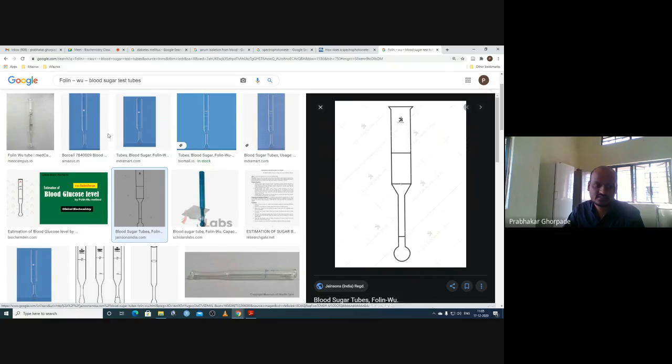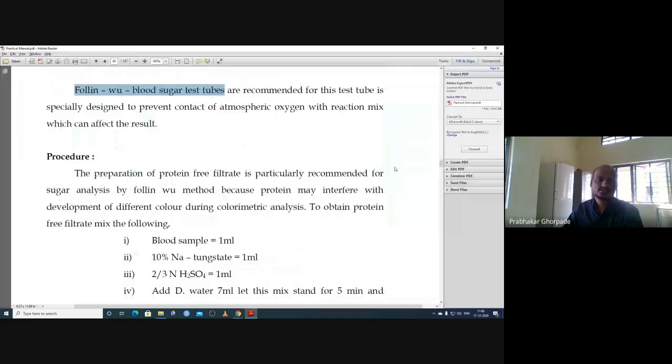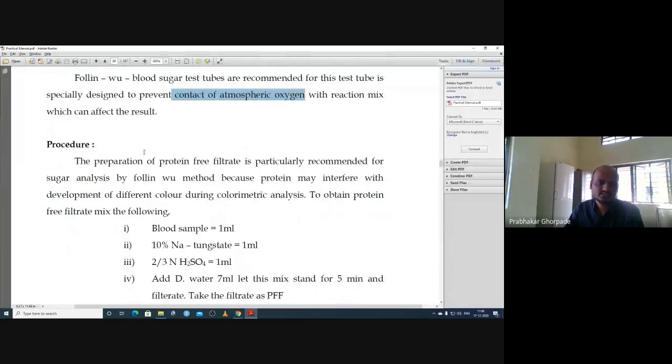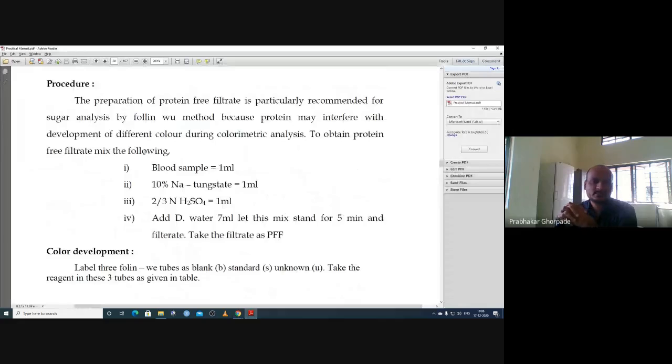This Folin Wu tube is recommended for this test, specially designed to prevent the contact of atmospheric oxygen with the reaction mix, which can affect the result. It is narrow because we want to prevent oxygen contact during the reaction. So procedure: preparation of protein prefiltrate.